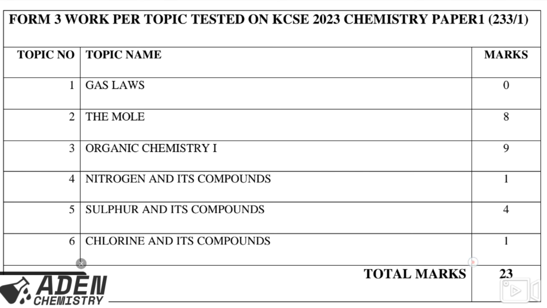So the total marks from these topics was 23 marks. What have we said about Form 1? Form 1 we said 12 marks. Form 2 we said 13 marks. Form 3 here we're having 23 marks. So we are going to go to the Form 4 work.